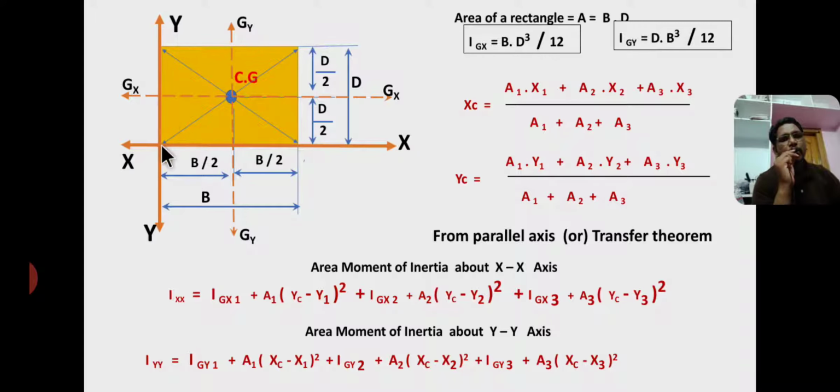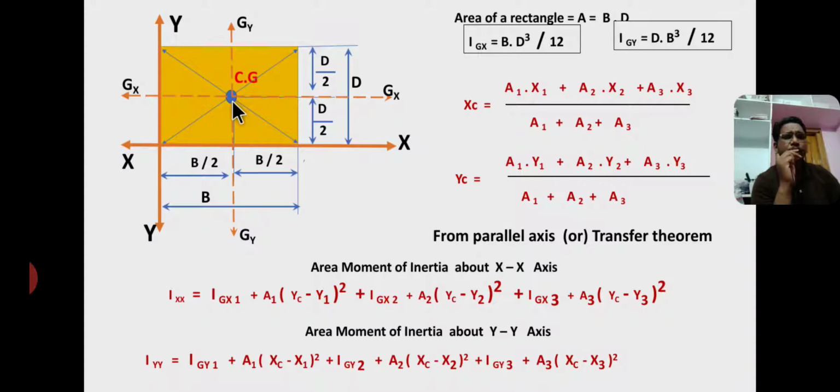This is a rectangular cross section having base capital B and height capital D. So the area of a rectangle equals base into depth. Therefore, area of a rectangle A equals B into D. And the centroid of a rectangle lies where its diagonal lines meet each other. Therefore the centroid lies here.